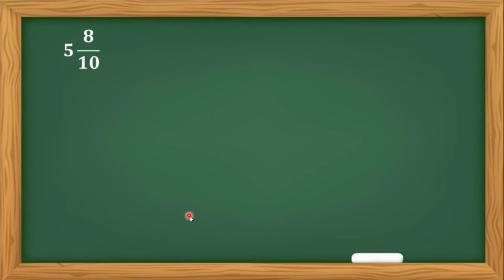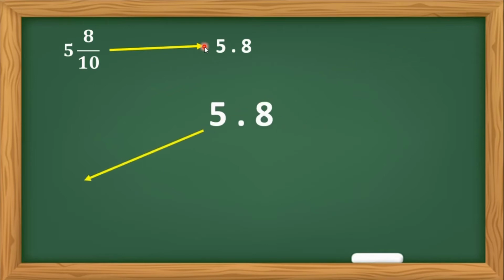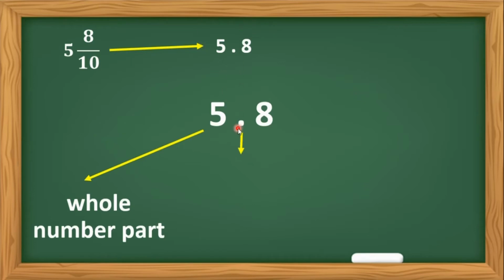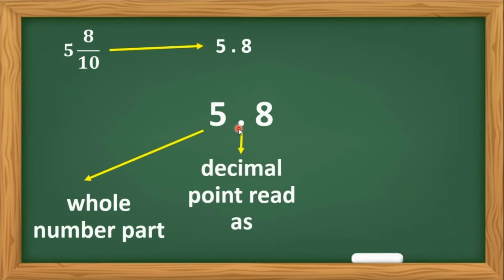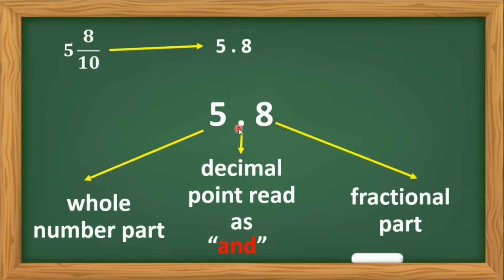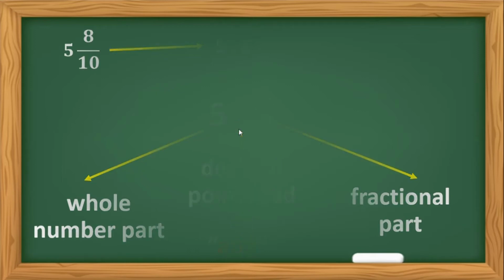Another example: we have 5 and 8/10. How do we write this in decimal? We have 5.8. And how do we read this decimal? First, we have 5, which is the whole number part. The dot is the decimal point, which is read as "and." The number at the right side of the decimal point is the fractional part.